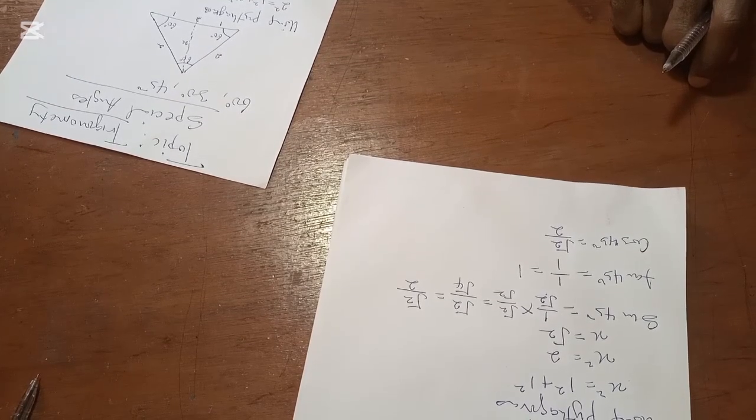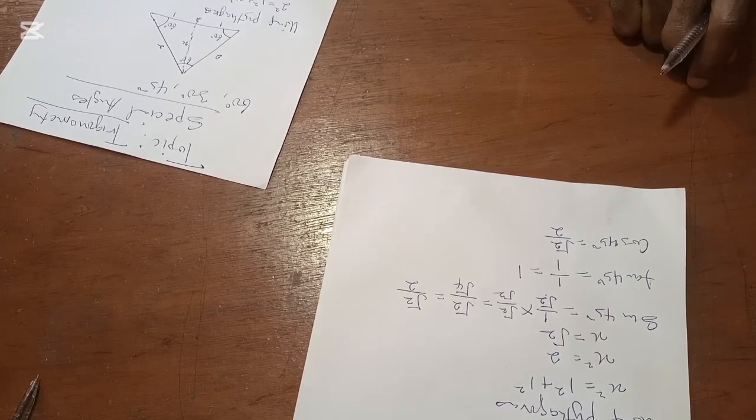Now in our next video, we're going to see how we can use these values of sine 45, cos 45, tan 60, cos 60, sine 60, all the trig ratios actually, in solving simple problems that concern trigonometry.